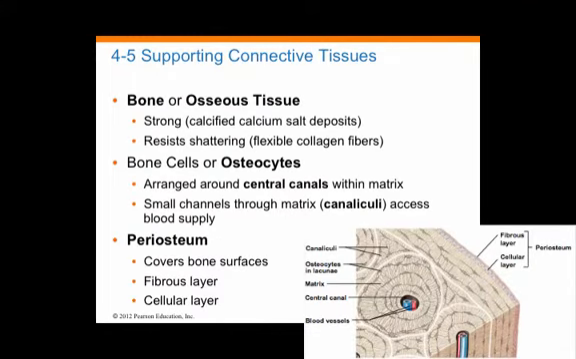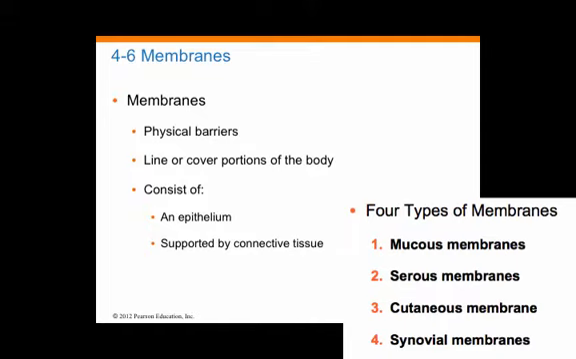Bone can be compact or spongy. It is strong due to the calcified matrix, yet flexible due to the collagen fibers. In compact bone, the cells and matrix are arranged in circles around a central canal as a structure called an osteon. Membranes are tissues found in the body that contain both epithelial and connective tissues.